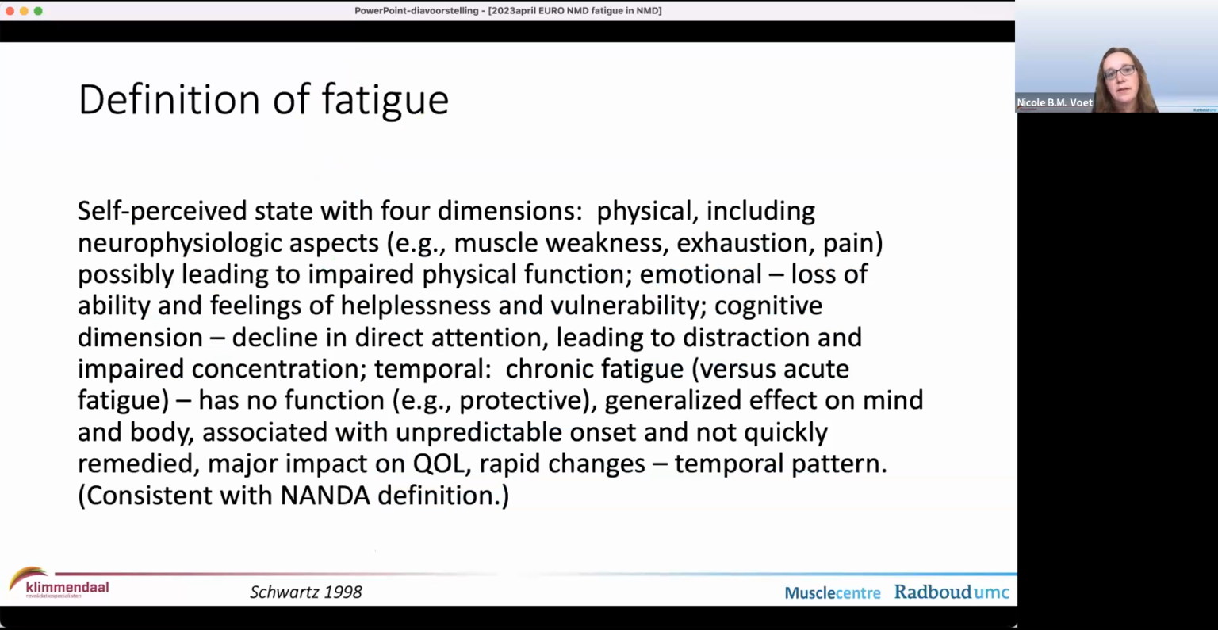First, let's start with a definition of fatigue. And please don't remember it, don't even read it. I will show it to you to let you see how complex fatigue is, how many domains and factors fatigue has. So it's a kind of complicated problem.